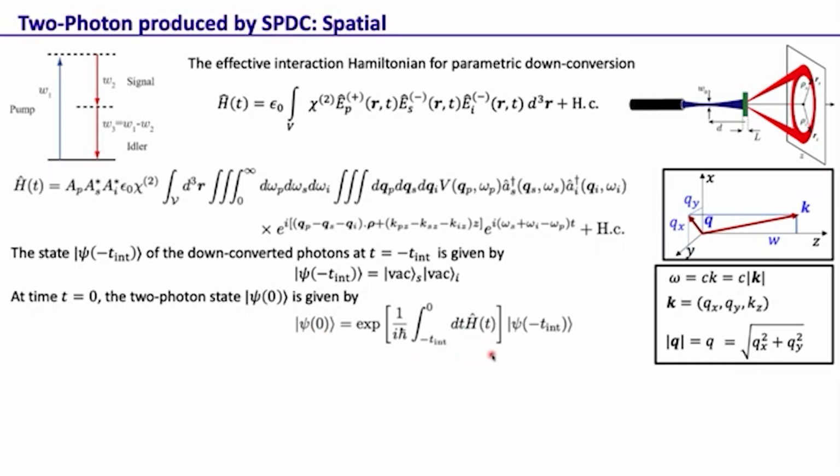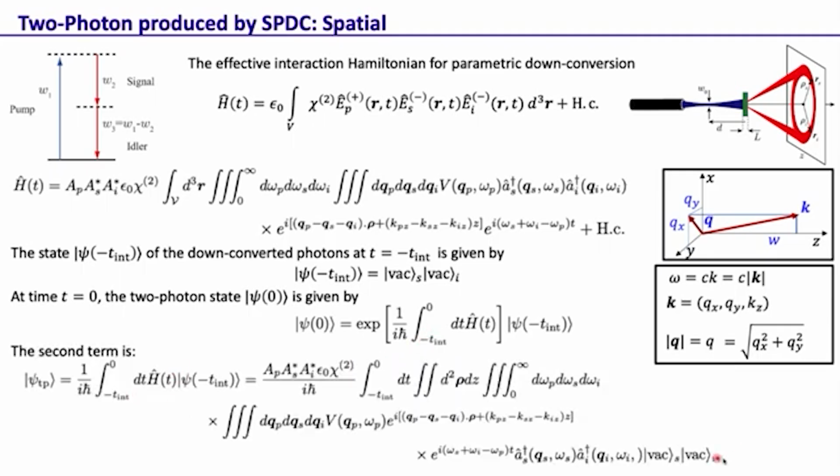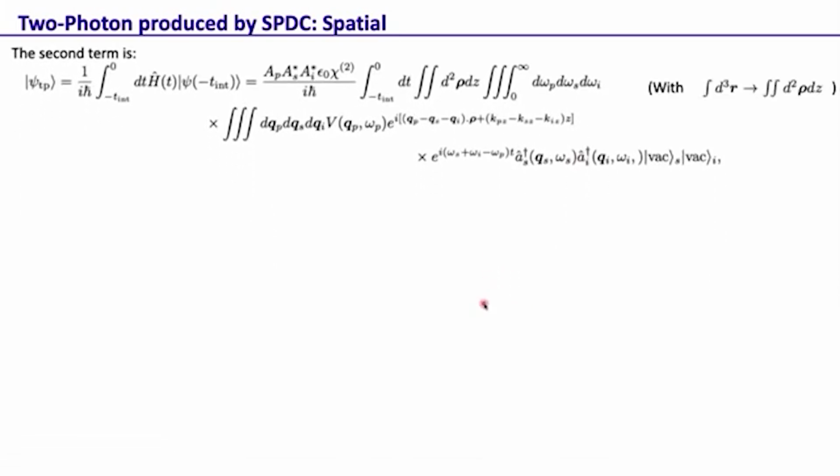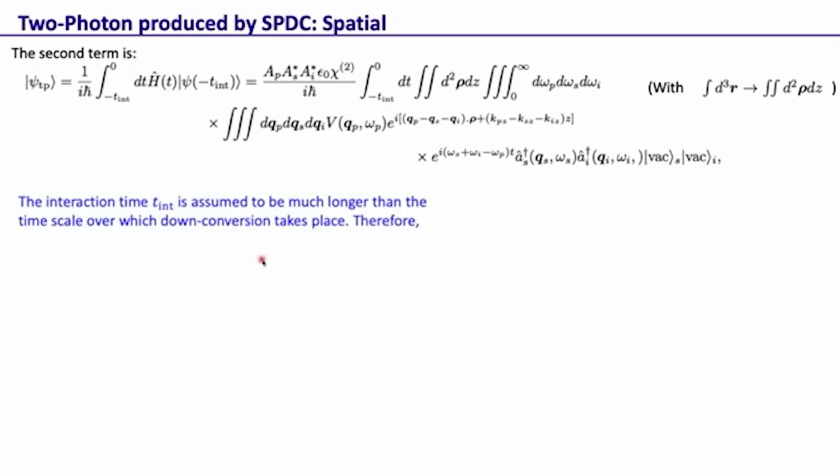So this will do the perturbative expansion, and the first term is the vacuum term, and the second term is the two photon term. We again know that the third term is the 4 photon term, and so on, but we'll only look at the second term in the expansion, because that is the two photon state that we are interested in. So that is the full two photon state expression that we have. Now we take this, and of course here we have put in for dq r, this d2 rho dz.